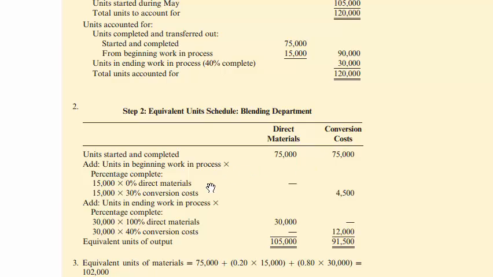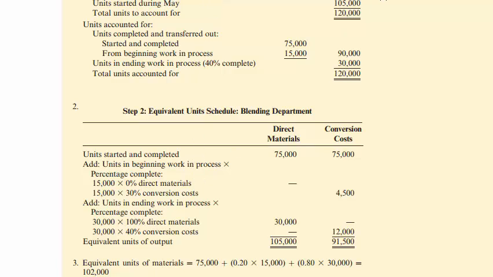Then we've got to add the units in beginning work in process. Now, for direct materials, it's 0% added during the month for the 15,000 that was in beginning work in process, and that's because it was added at the beginning of the process, so that would have been the month before. There were no equivalent units completed this month. And then we use the 30% that we would have completed this month. Well, where did the 30% come from? It's essentially 100% minus what was in work in process to begin with.